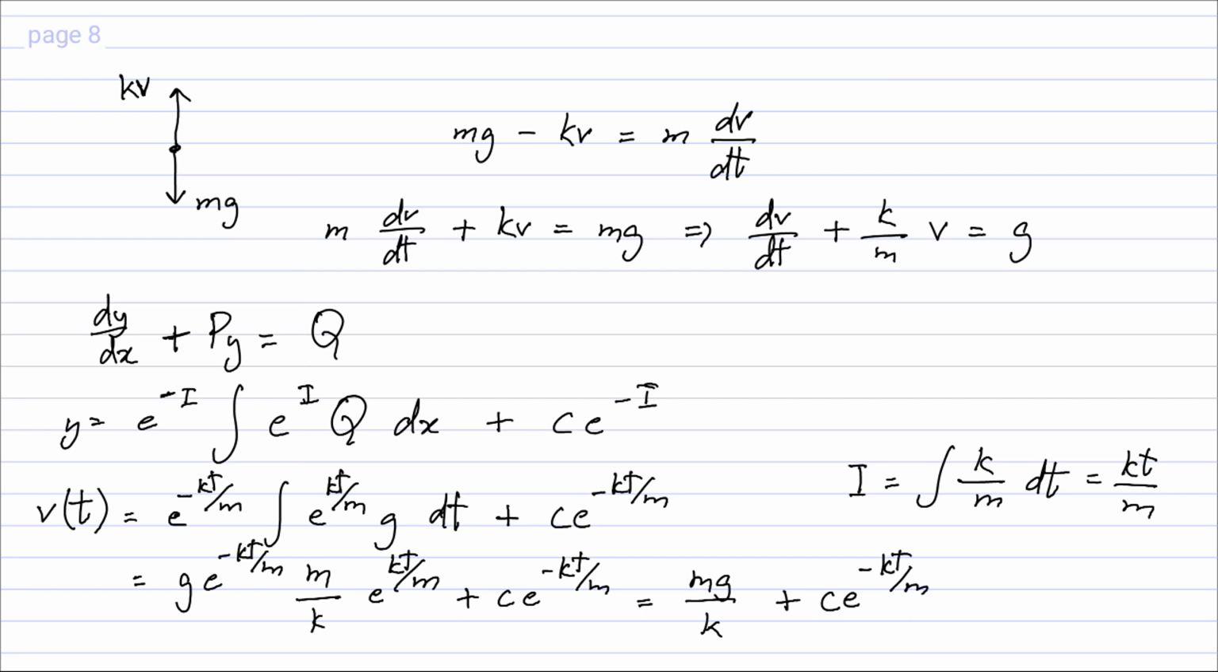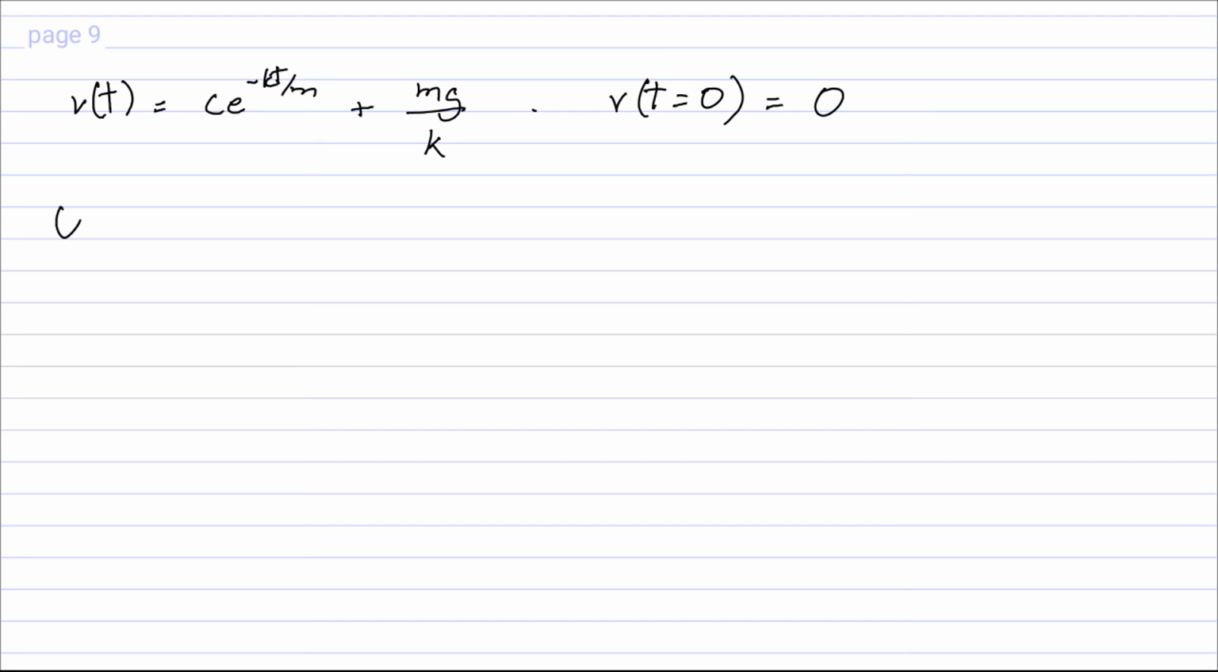Okay, right. So then we just have to figure out what c is. To figure out c, let me just rewrite the solution. So you have c e raised to power minus kt over m plus mg over k, right? To figure out c, remember t is equal to 0. The speed of the object, if you drop it from rest, is going to be 0. So let's plug this in. You get 0 is equal to c plus mg over k, right? So this implies that c is equal to minus mg over k.